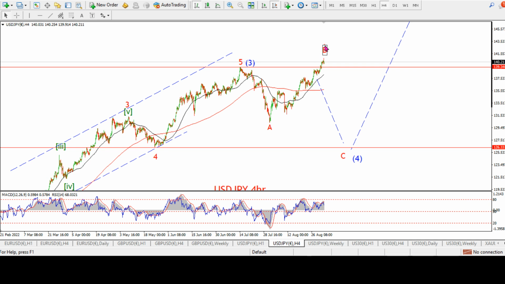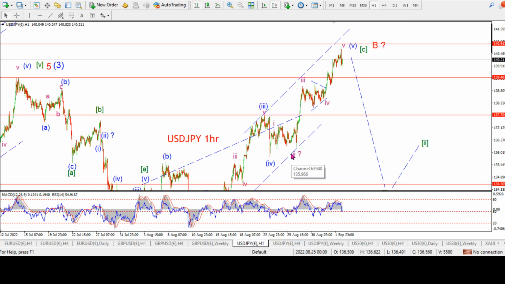I've actually stuck with the wave 4 correction idea here, even though we have broken to a new high. I think we're probably tracing out an expanded flat correction here. So we've got 3 down in A, 3 up in B, and then we should be looking for 5 down in wave C. And I think we'll probably hit the previous fourth wave low somewhere around 126 when complete.